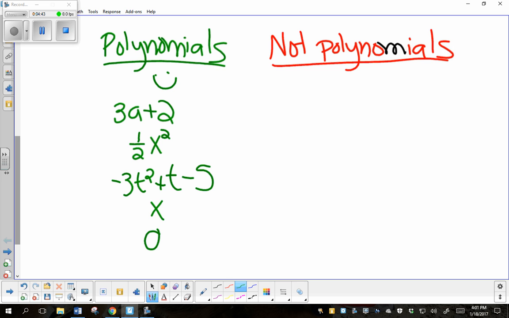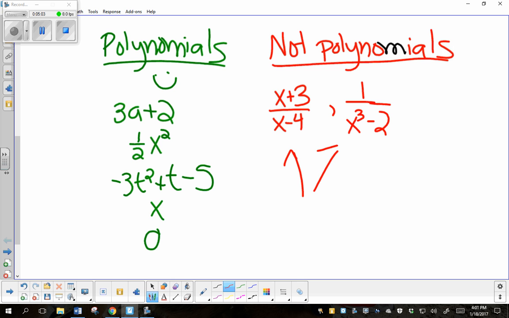So the first 2 are going to look kind of similar. One thing that's not a polynomial would be something like this: x plus 3 divided by x minus 4. And another thing kind of like that that's also not a polynomial is something like 1 over x to the 3 minus 2. It's that big fraction that's making it not a polynomial. The reason those two things are not polynomials is because they're not a sum of terms. There's division in there between those terms, so those are not polynomials. Polynomials need to have adding and subtracting between every term.